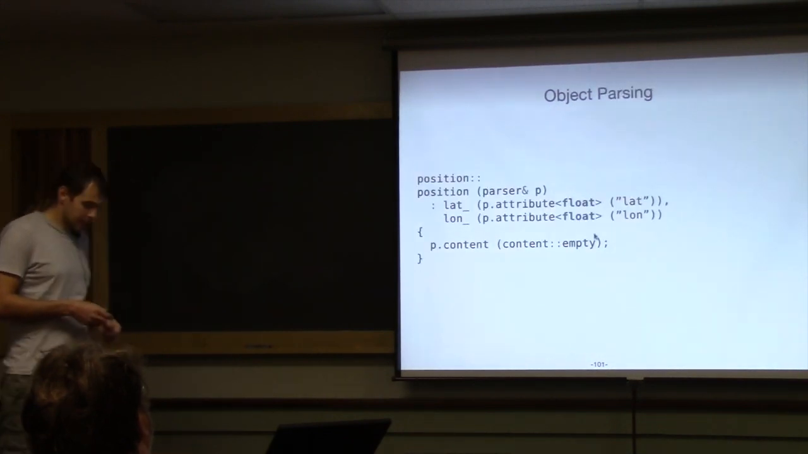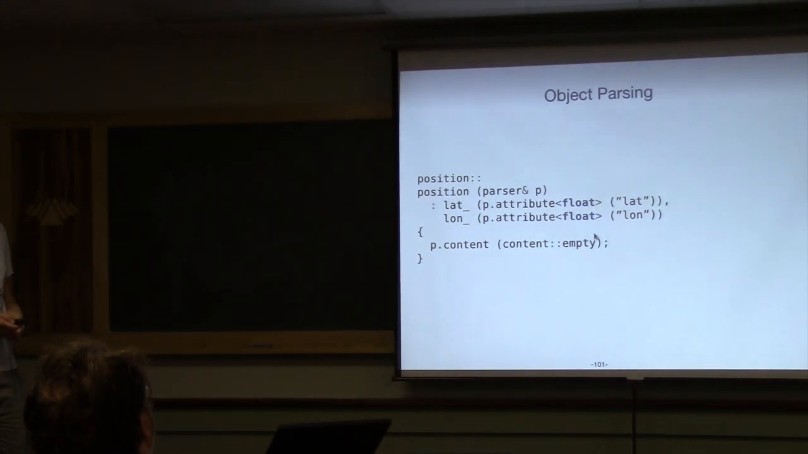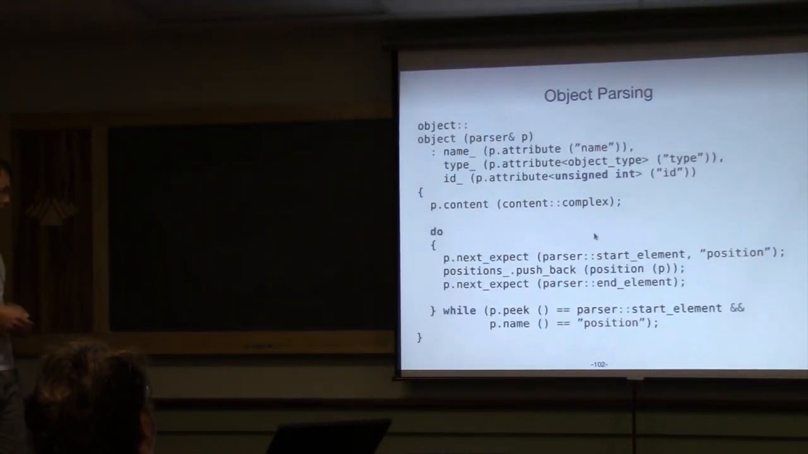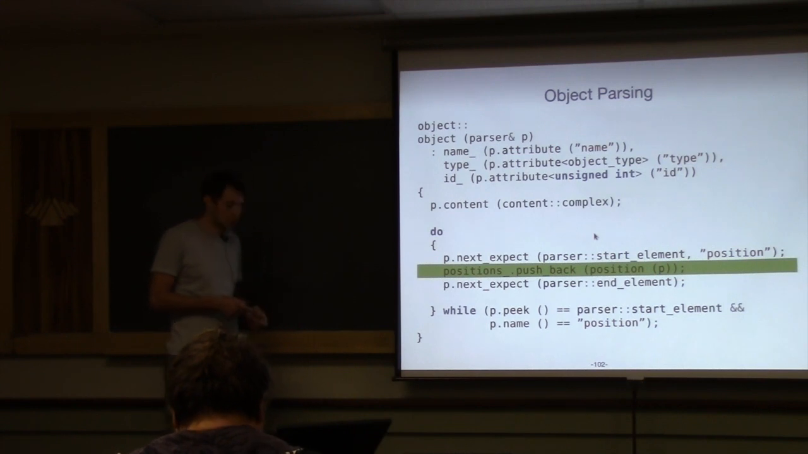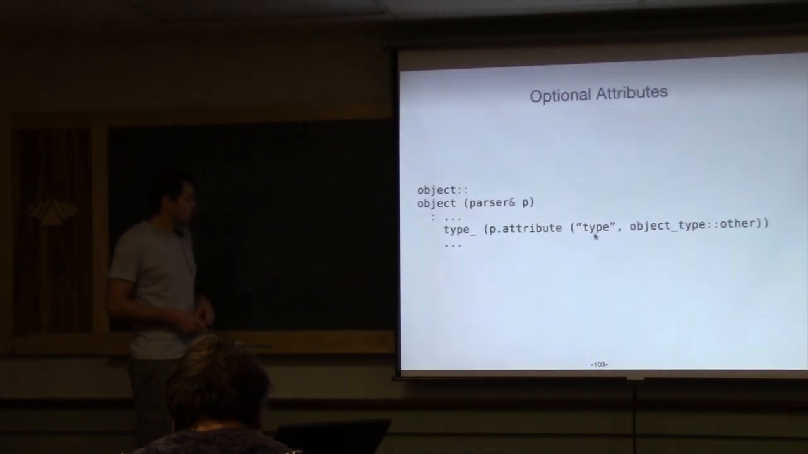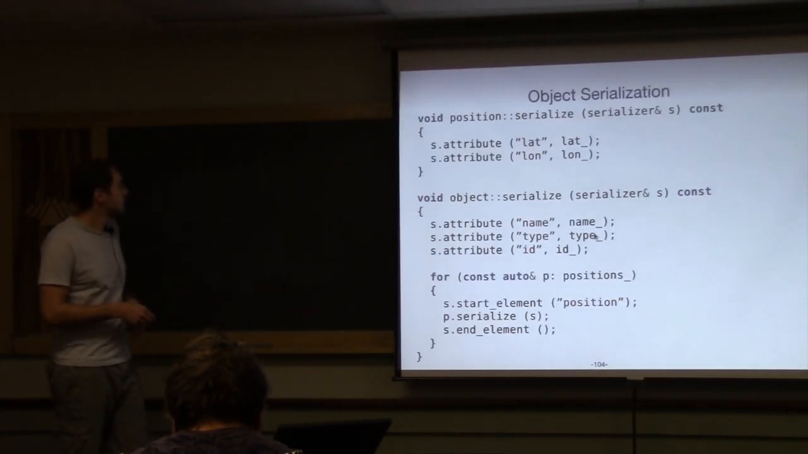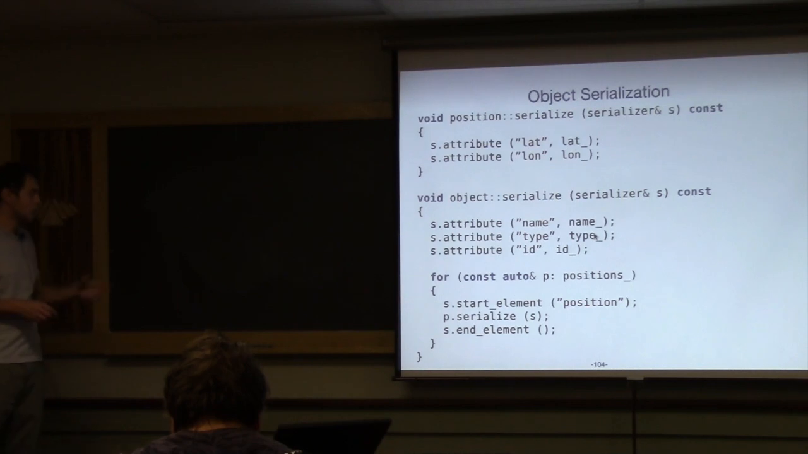So the position constructor is nice and clean. Nothing really interesting here, right? Simple. This is the object constructor. The only mildly interesting line is where we call the position constructor to parse the content of the element. As you can see, we handle the start and end elements. Basically, the caller handles them. Okay, I'm gonna skip through these. The serialization is very similar also. Serialize attributes and the loop, nice and clean.